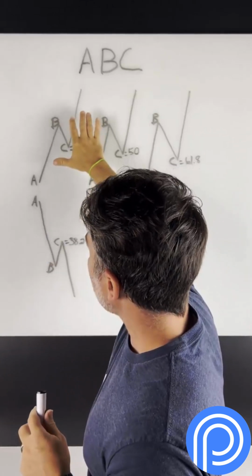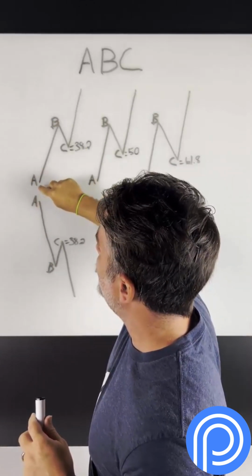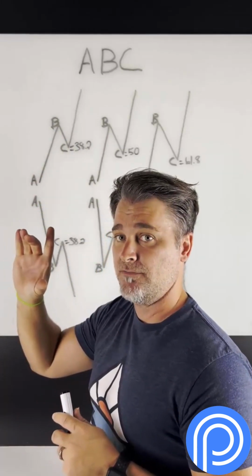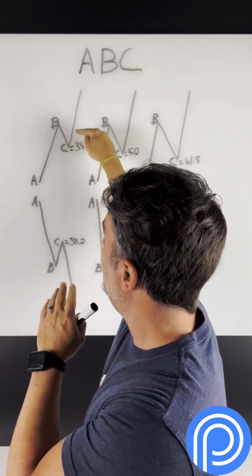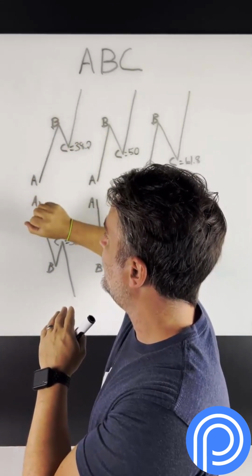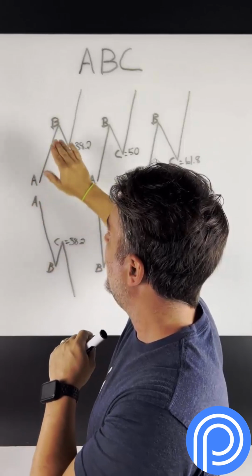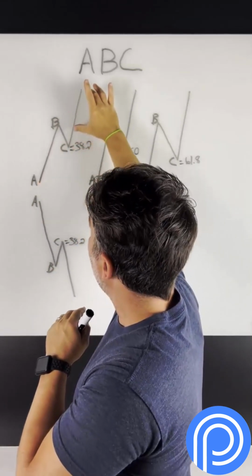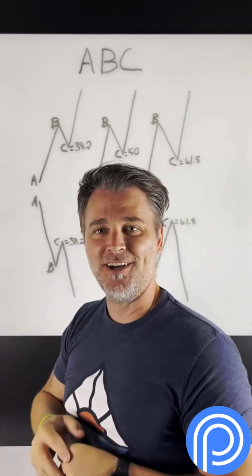Well, at such point, I'm going to take and measure A to B, and I want to grab 50% of that. So I'm looking for an extension from wherever my entry takes place, and I'm going to take 50% of leg A to B, and I'm going to add that on to my entry. So 50% added on here gives me my final destination.